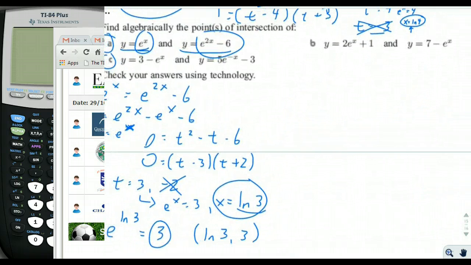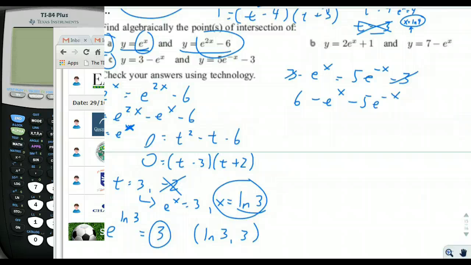Now let's do C. So we're going to intersect 3 minus e to the x with 5e to the negative x plus minus 3. So we are going to combine the constants. So that would be 3 plus 3 is 6. Minus e to the x minus 5e to the negative x is equal to 0. Then we're going to multiply everything by e to the x.